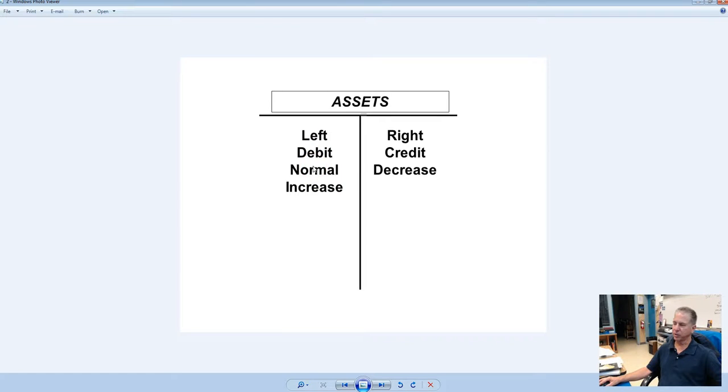For an asset account, the left side is also known as the normal side, or the normal balance side. And the reason why it's the normal balance side is because it's the increase side of the account. The right side of the account, also known as the credit side, is the decrease side of the account.